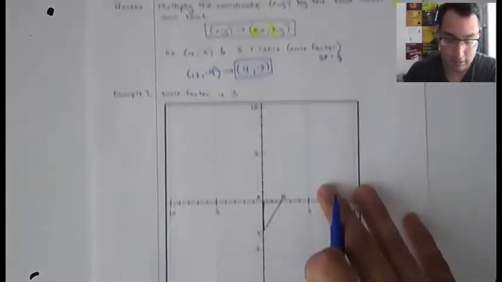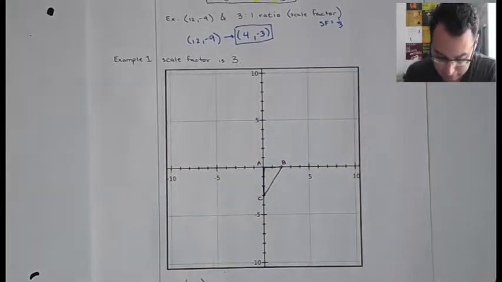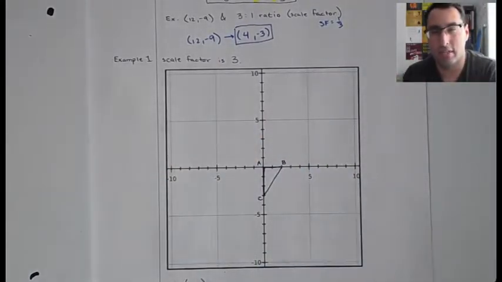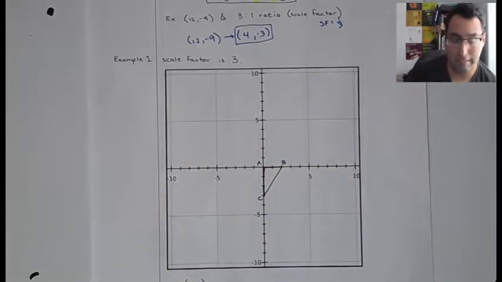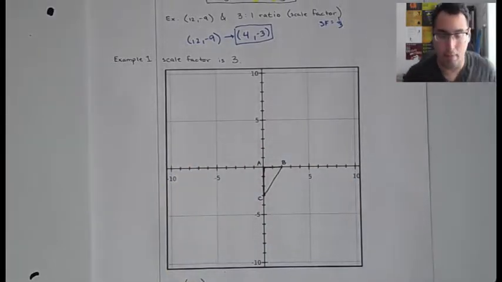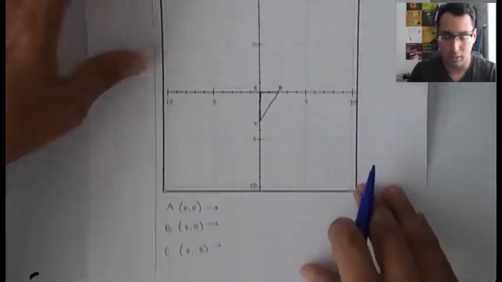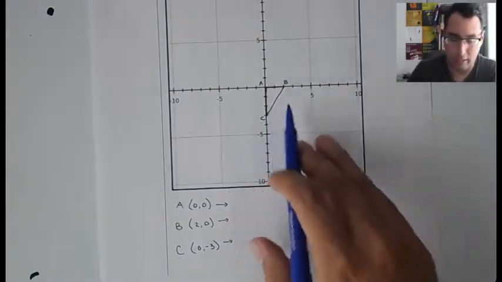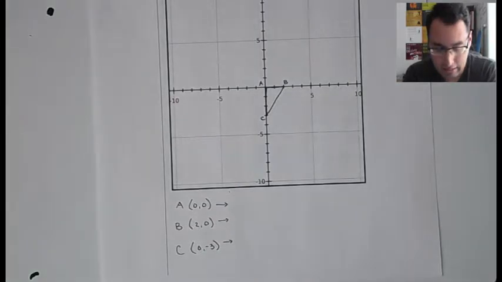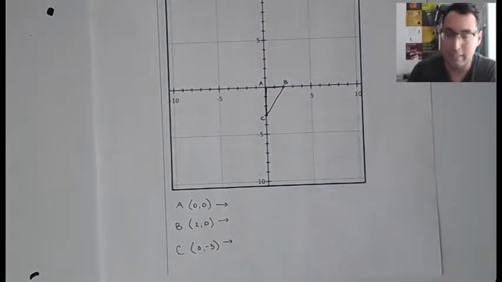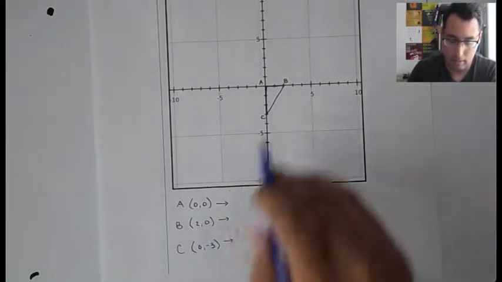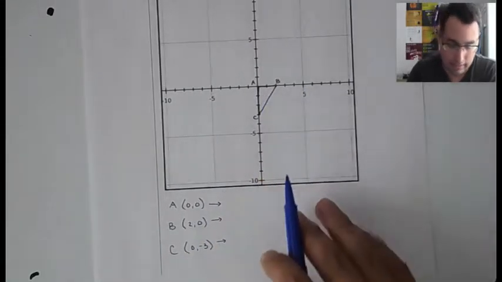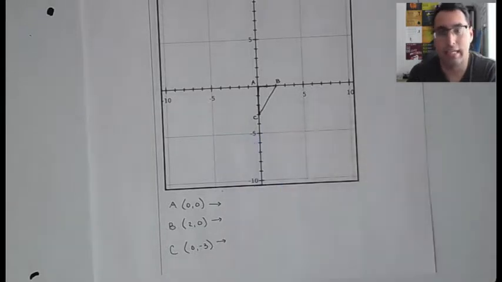Our first example. First, I gotta apologize. The grid didn't print out well, so it's gonna be kind of hard to graph, but just do the best that you can. We're saying our scale factor for this example is positive 3. So we have a triangle here, A, B, and C. I already wrote the ordered pairs there. A is 0, 0. B is 2, 0. That's 2 to the right. And C is 0, negative 3.